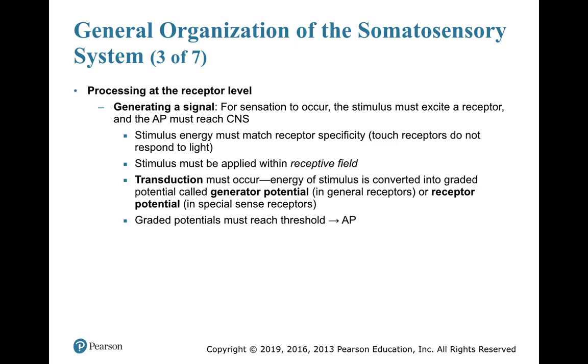That stimulus has to be applied within a receptive field. So again, we can see light, but we can't see it if it's shined on the end of our finger unless we're looking at it. Transduction has to occur. The energy of that stimulus has to be converted into a graded potential, which we will call a generator potential in receptors, or a receptor potential in the special sense receptors. And then that graded potential has to reach the threshold so that it generates an action potential. Remember, graded potentials are local and action potentials are transmitted.